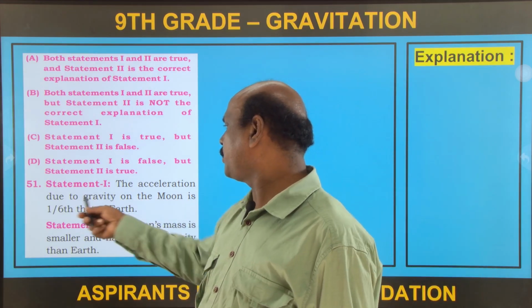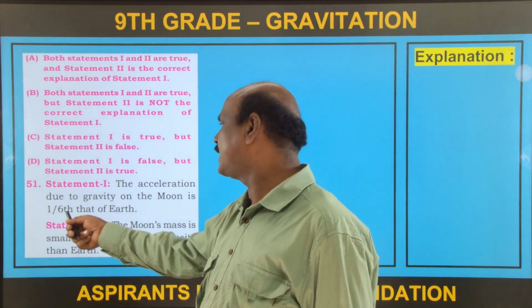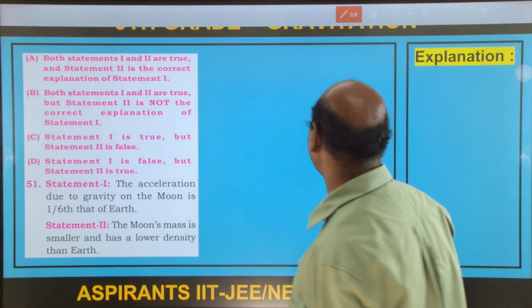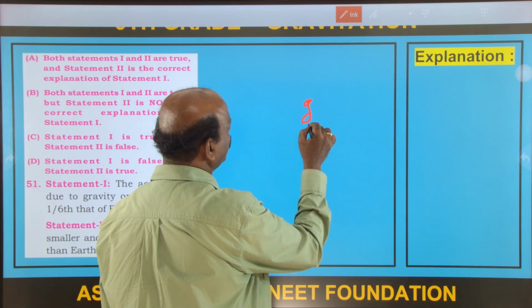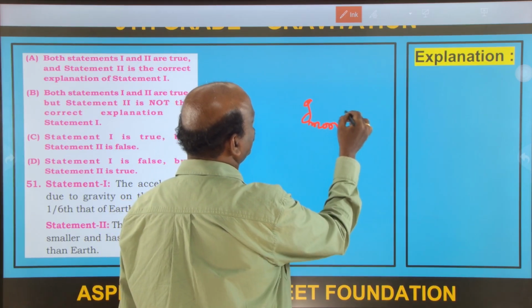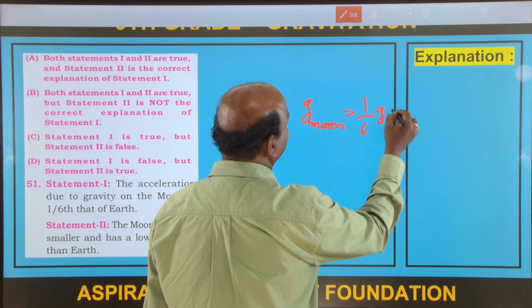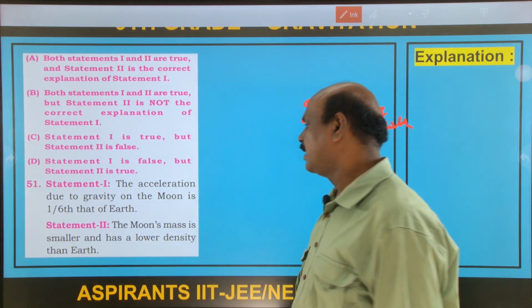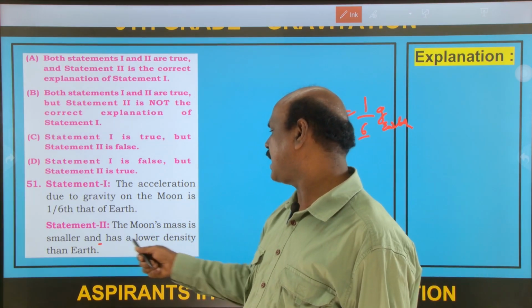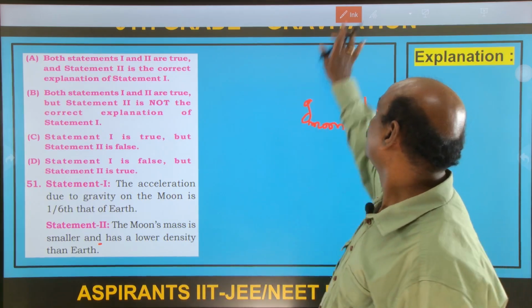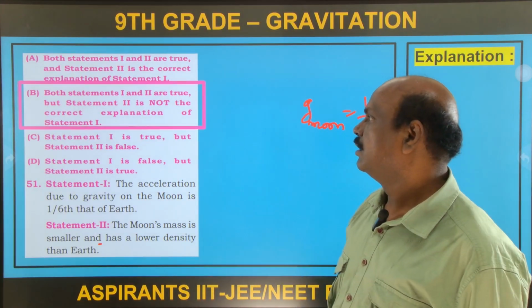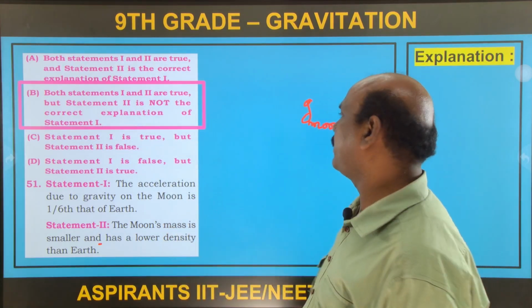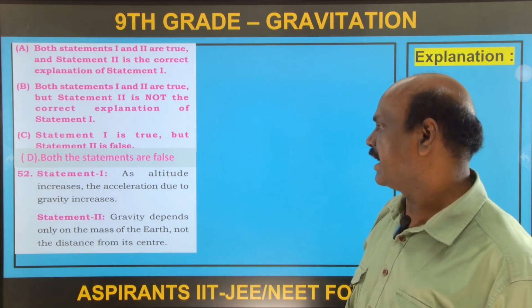Next, the acceleration due to gravity on the moon is 1/6 of that of Earth. Which is true? We know that the relationship is g on the moon is equal to 1/6 of g of Earth, so it is correct. Then, the moon's mass is smaller and it has a lower density than the Earth. So here both statements 1 and 2 are true, but the second is not explaining the first.